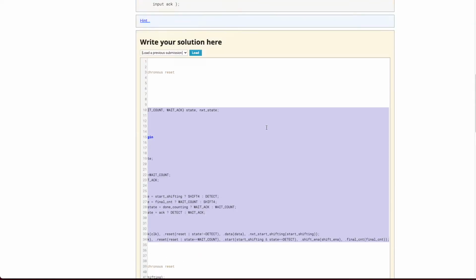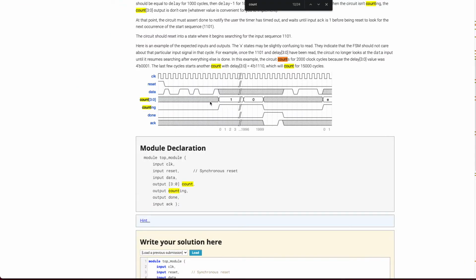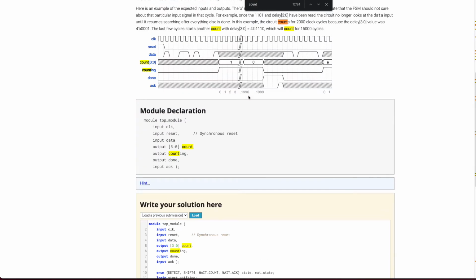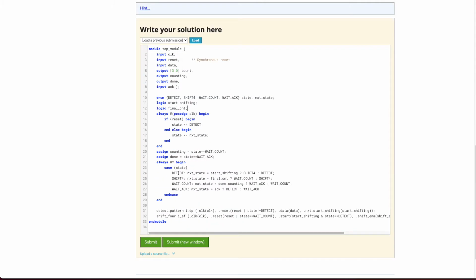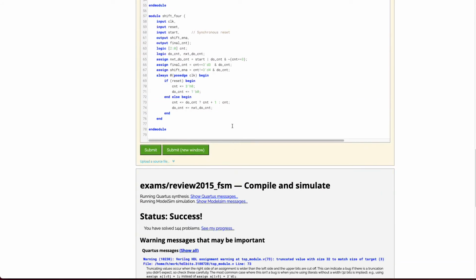So previously the count is like after the shift enable. So here, oh no, yeah, it's data here, and then 1101, and then I shift in 4 things, and then I go ahead and start my counting. So I just need to modify that to shift in 4 things when I'm at shift 4, but then let me copy the submodules as well.